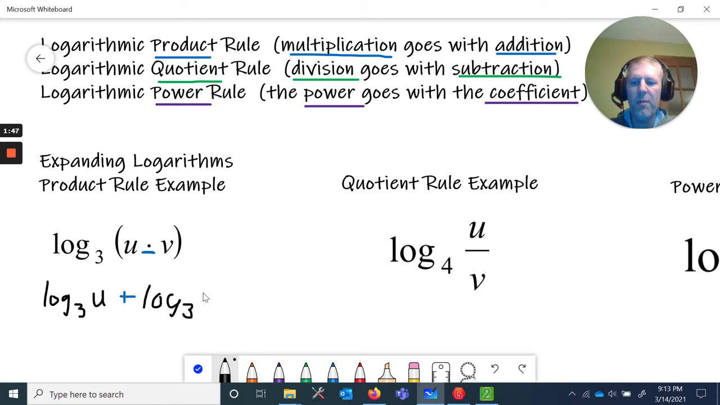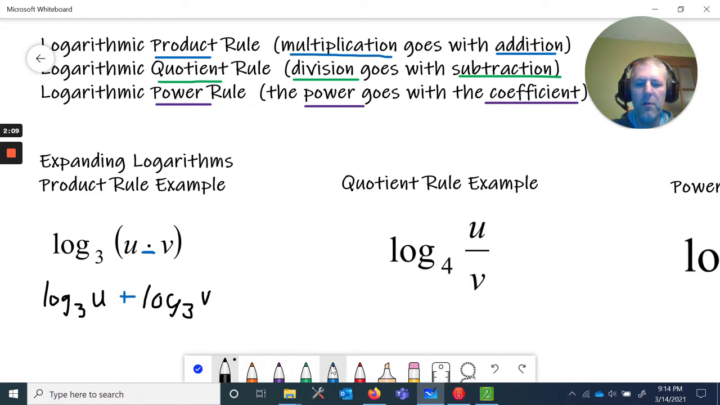And this is all about solving problems. And you'll see applications of this as you get much farther on in math. So this is really just a very introductory level to that. So that's product rule as far as expanding. So multiplication becomes addition. So log base 3 of u times v becomes log base 3 of u plus log base 3 of v.